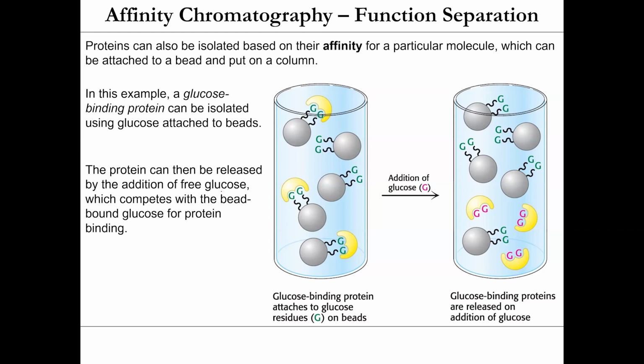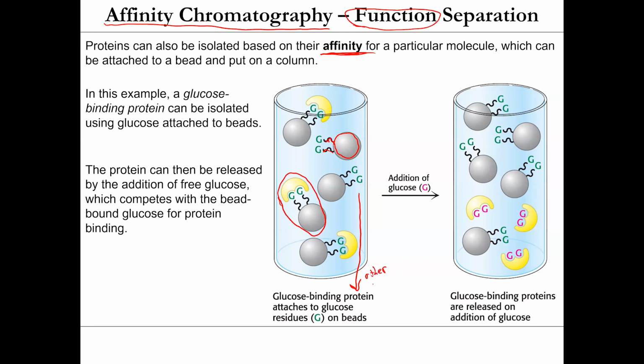Now, another really common way of separating your protein from other proteins is using affinity chromatography. And this actually just separates proteins based on some specific function that the protein has. So, the proteins will be isolated based on their affinity for a particular molecule. So you just take that molecule and attach it to a bead and then run your mixture of proteins over it, and then your protein's going to bind to the bead, but other proteins that don't have that particular affinity are just going to flow straight through the column.